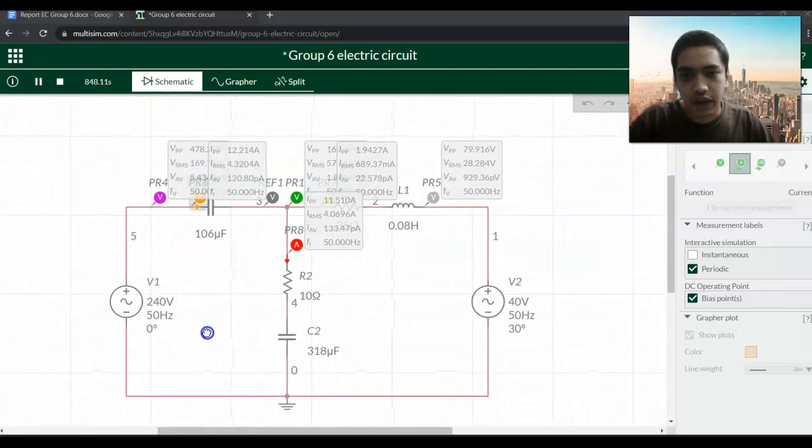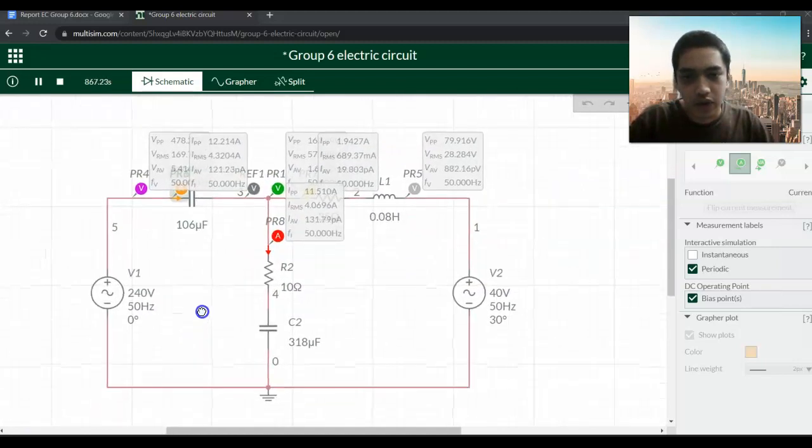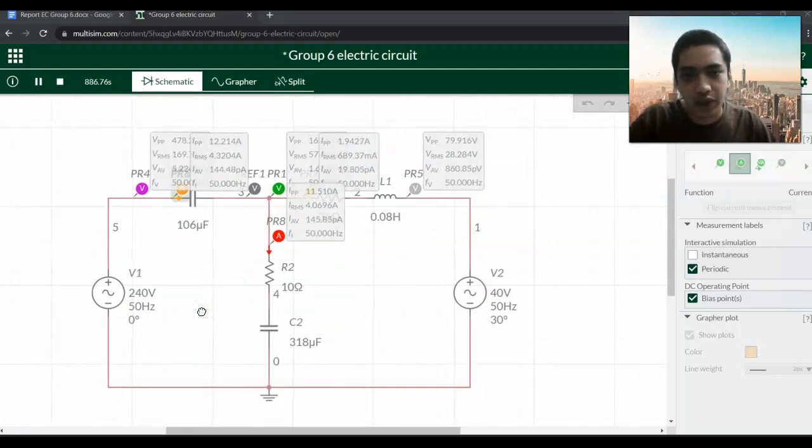And for the inductor, the voltage peak to peak is 79.916 volt and the VRMS is 28.284 volt, while the current peak to peak is 1.9427 ampere and the IRMS is 689.37 milliampere.